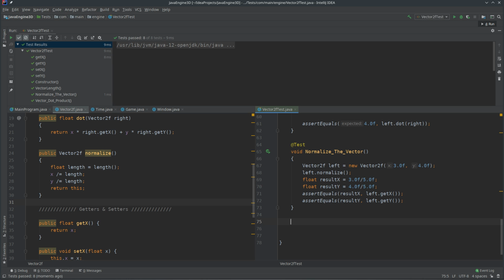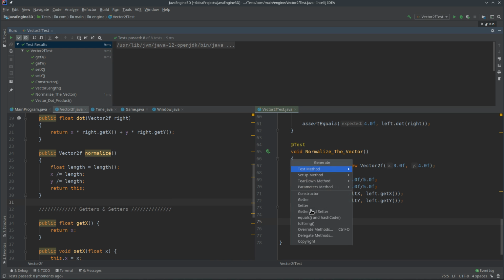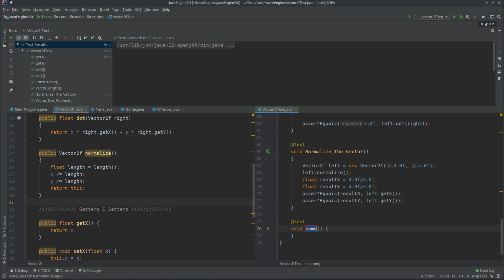We've done normalize, haven't we? Let's do the hard one. Let's do rotate. Okay. I have no idea how I'm going to do this one. Alt insert. Let's find a way. So, rotate.